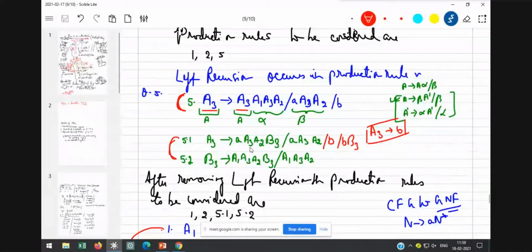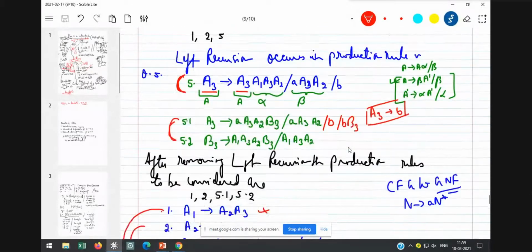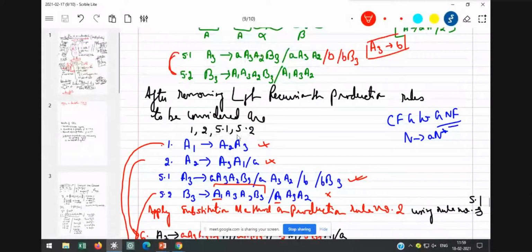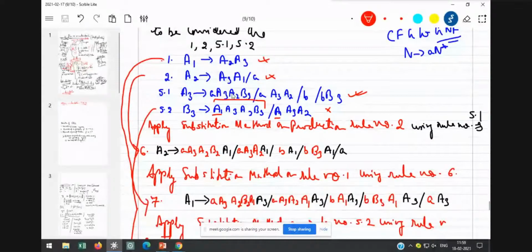One of the children begins with the same name as the mother production rule. Then you have to attach the terminal as it is separately, and then the terminal followed by the new non-terminal also. So instead of 3 production rules, we have 4 production rules after removing all the violations of step 2 and then left recursion, and also 1, 2, 5.1, 5.2. They are listed here without any obstacle.